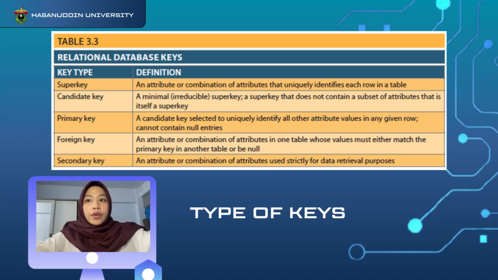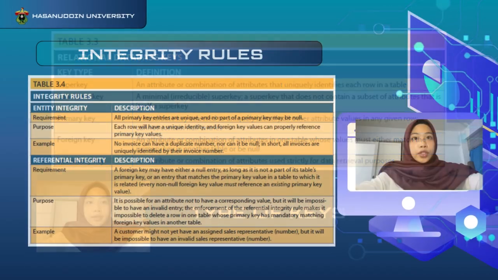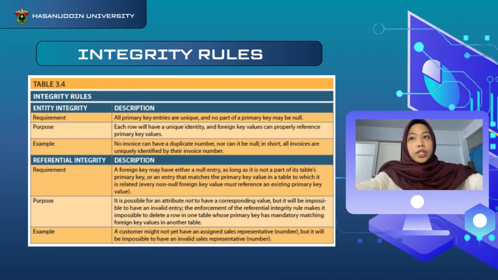It's used mainly for data retrieval purposes, not for uniqueness. Move to the integrity rules, which ensure data consistency in relational databases. The first one, you have the entity integrity. This rule states that all primary key entries must be unique and cannot be null.